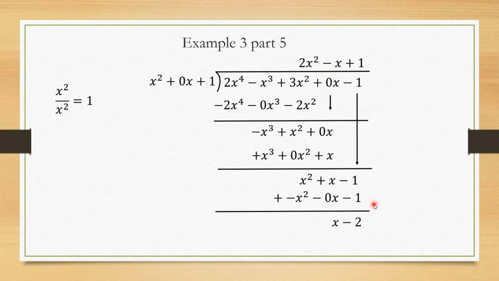Now the question is, do we stop or do we keep going? Well, here we can stop, actually. Now, why is that? Well, because here, the degree of this is 1, which is less than the degree of this. So now we can stop. So here we can actually stop here.